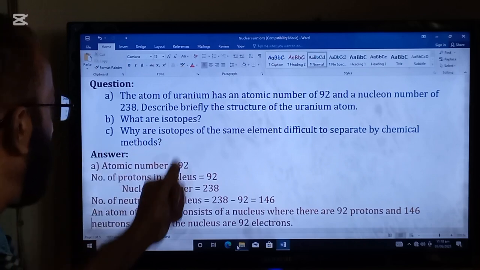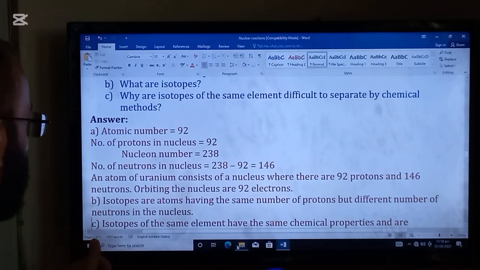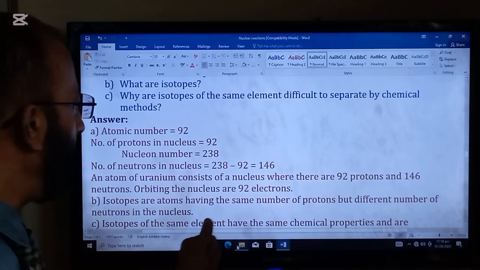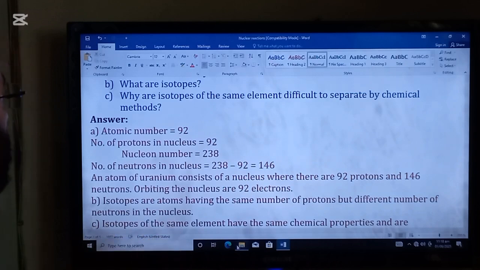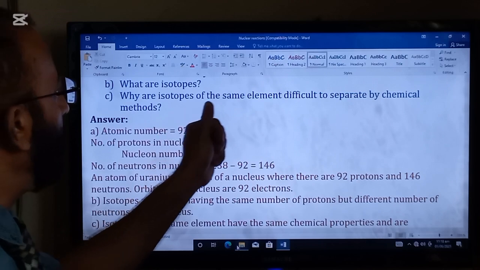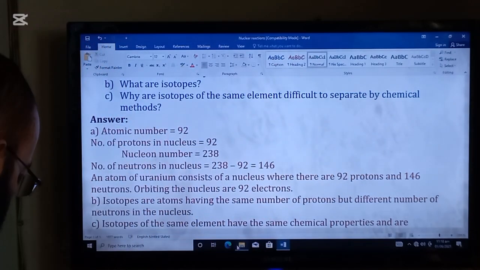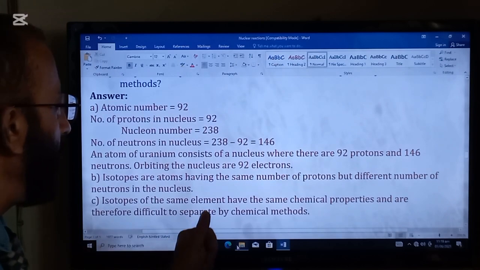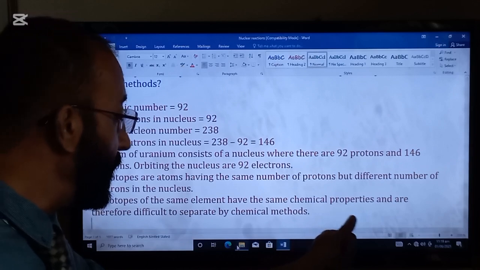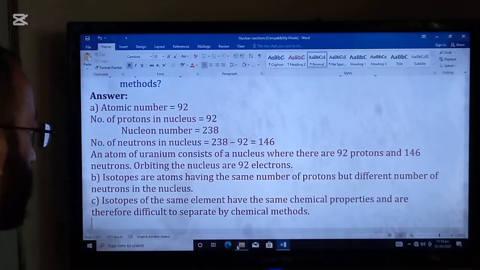Second part is, what are isotopes? The definition of isotopes is, isotopes are atoms having the same number of protons but a different number of neutrons in the nucleus. The last part is, why are isotopes of the same element difficult to separate by chemical methods? The answer is, isotopes of the same element have the same chemical properties and are therefore difficult to separate by chemical methods.